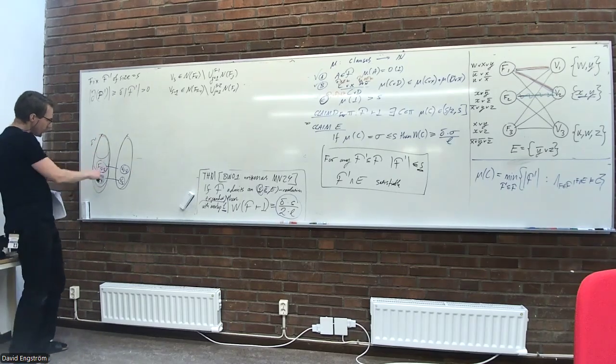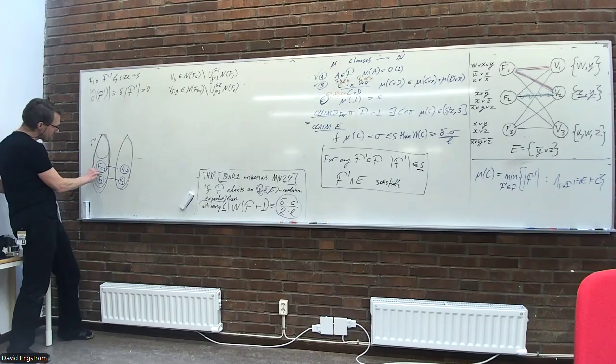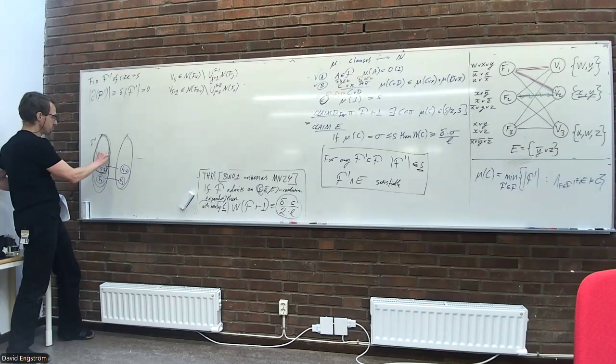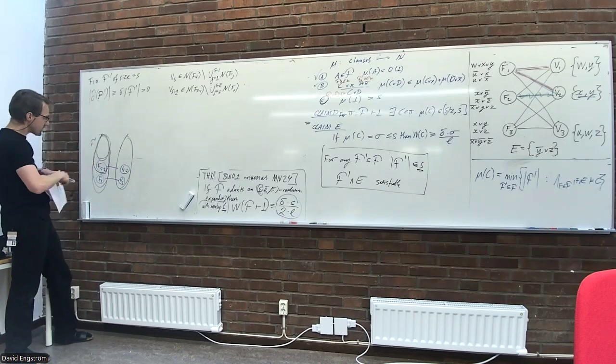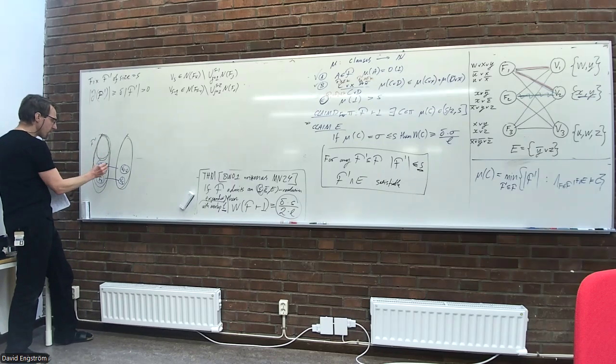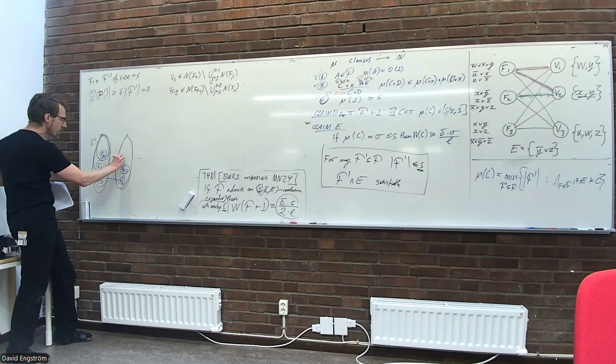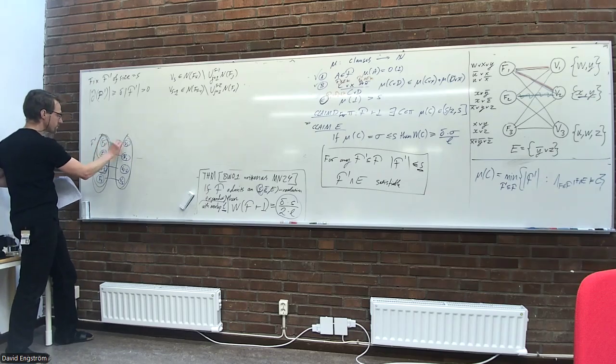Note that there are no edges from here to Vs. There are no edges from Vs minus 1 to here. Pictorially, for F2 and F1, F2 will have a unique neighbor V2, and F1 will have a unique neighbor V1.